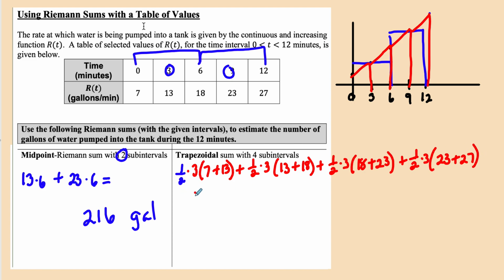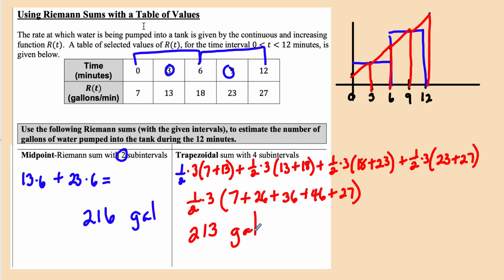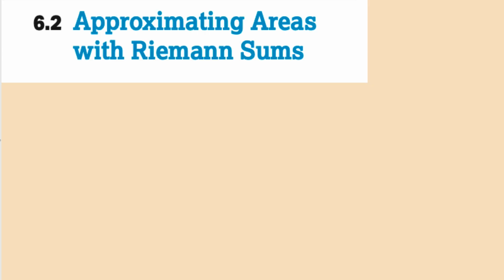And you can pull everything together: 1/2 times 3, and then 7, and then there's 2 13s, which is 26, 2 18s, that's 36, and 46, plus 27. We can make our lives a little easier by doing 1.5 times 7 plus 26 plus 36 plus 46 plus 27, and we'll get 213 gallons right here. And this is the end of the screencast.